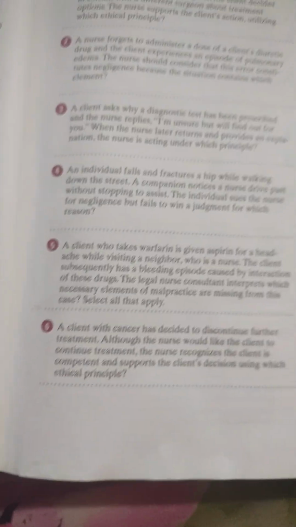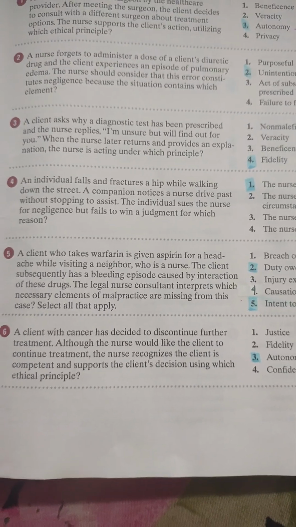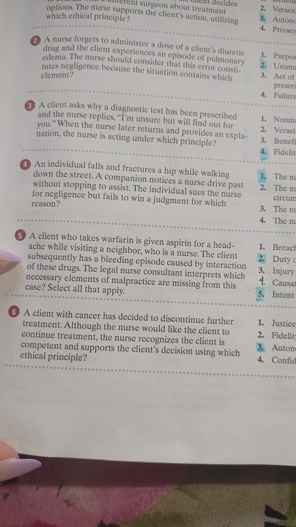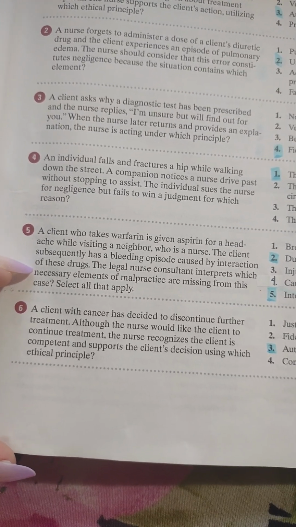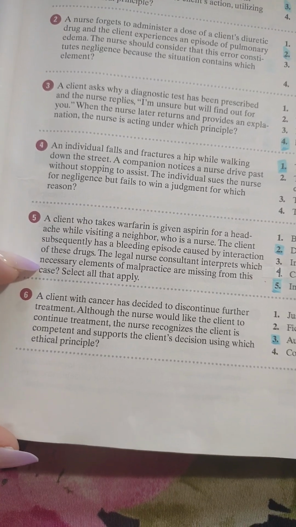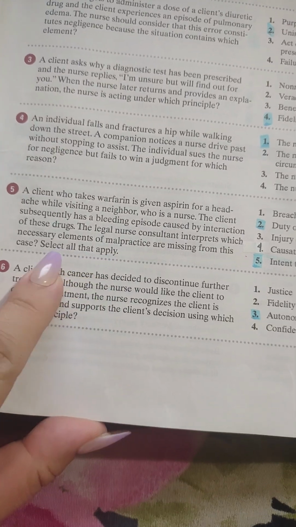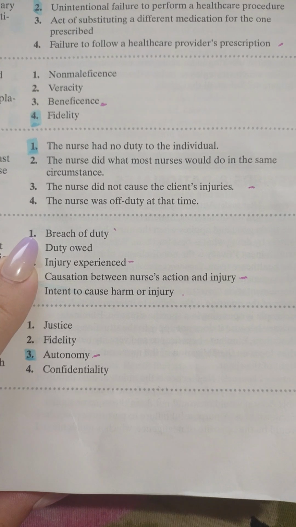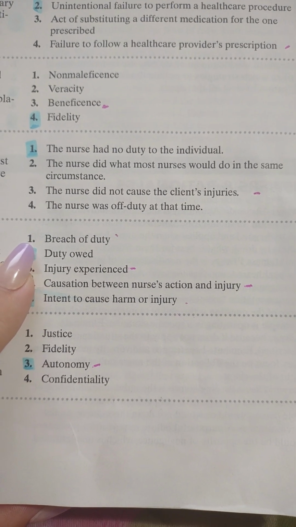We're going to do another practice question. Number 5. A client takes warfarin and is given aspirin for a headache while visiting the neighbor, who is a nurse. The client subsequently has a bleeding episode caused by the interaction of these drugs. The legal nurse consultant interprets which necessary elements of malpractice are missing from this case? This is a SATA question, select all that apply. So you would look over here: is it a breach of duty, a duty owed, injury experienced, causation between the nurse's action and injury, and intent to cause harm? Go over here. Number 5.